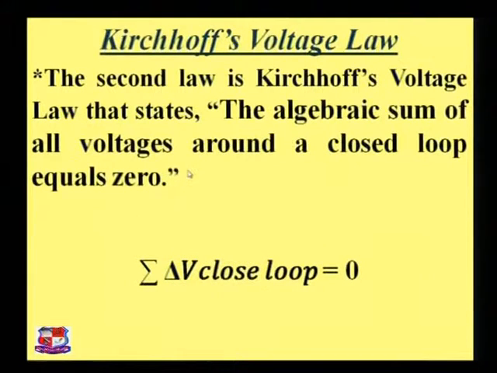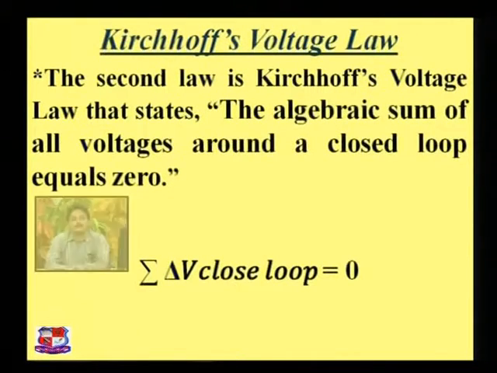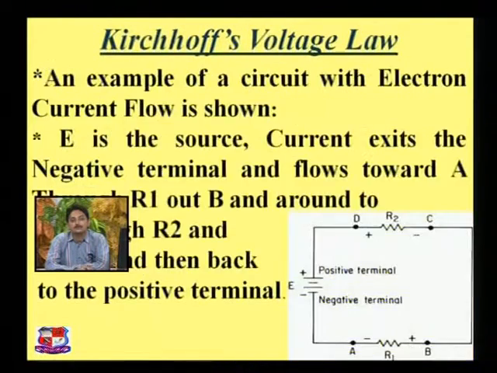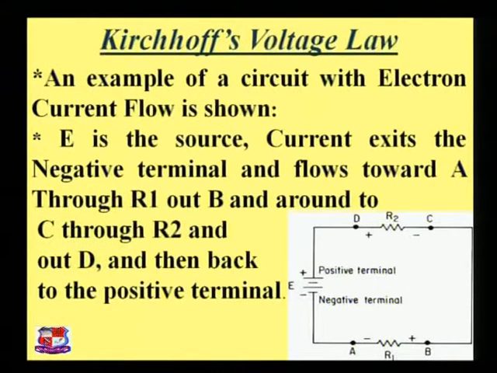Now the second law of Kirchhoff, that is the closed loop rule. It states that the algebraic sum of all the voltages around a closed loop is always equal to 0. The equation will be like this: sigma delta V around the closed loop equals 0. Just as the inward currents and outward currents are equal.